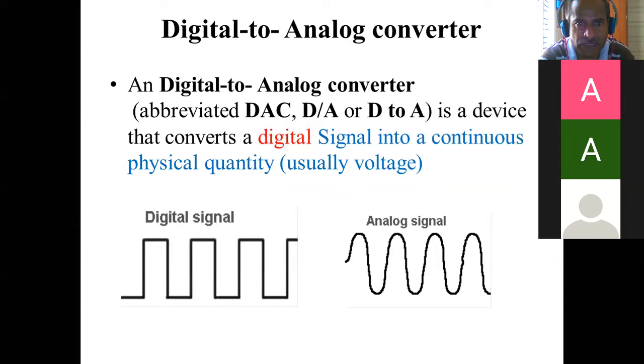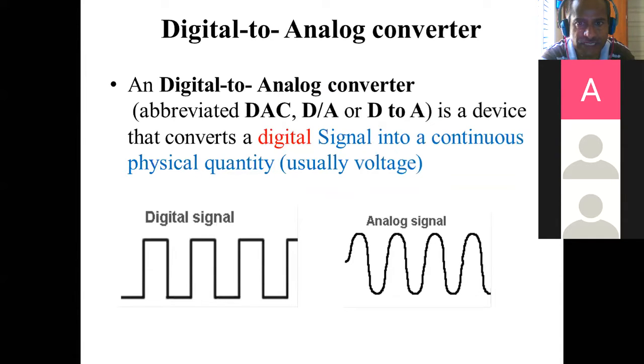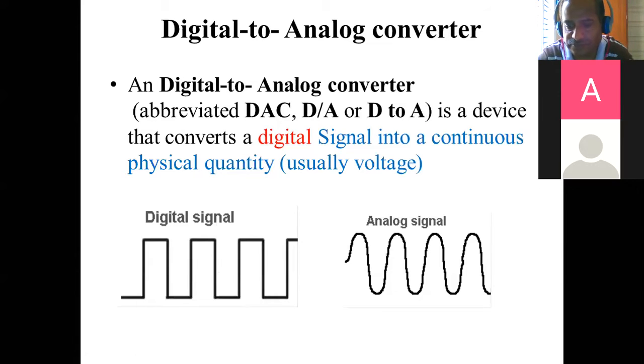A digital to analog converter is abbreviated as DAC, D bar A, or D to A. It is a device that converts a digital signal into a continuous physical quantity. So this is the digital signal and this is the analog signal. We convert this type of signal into this.